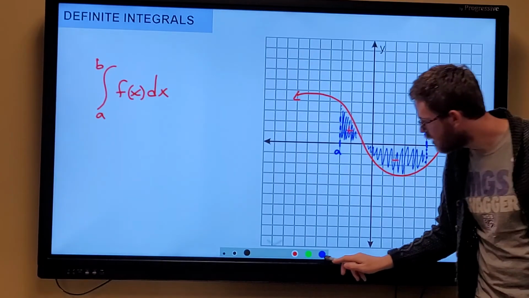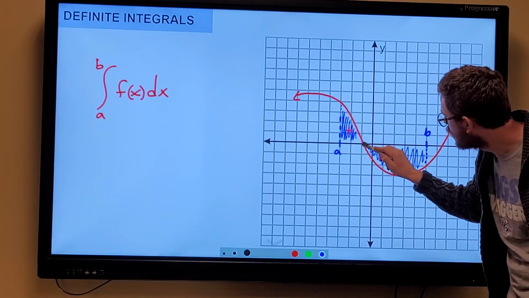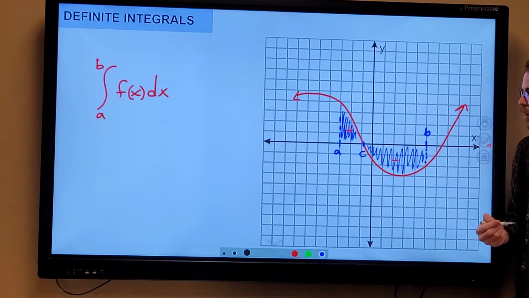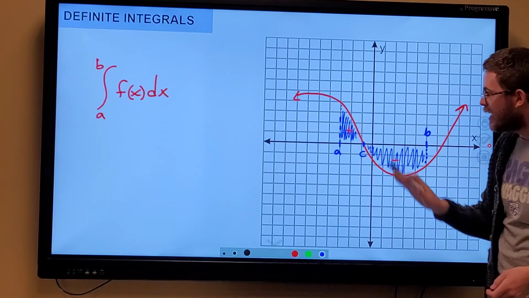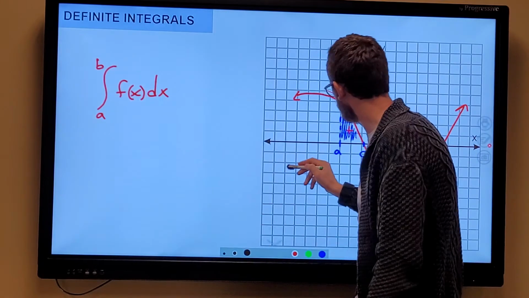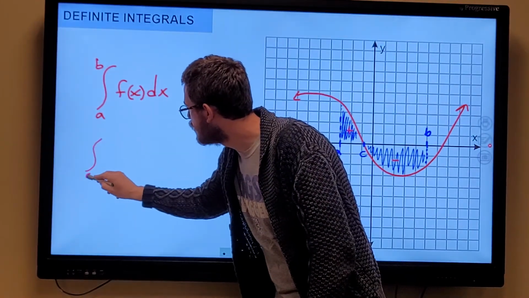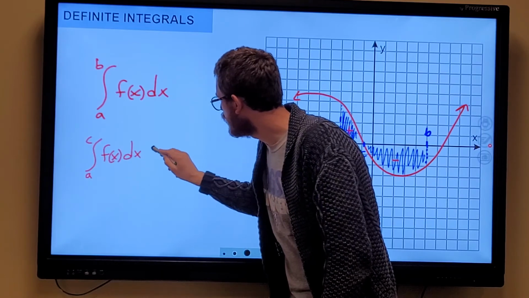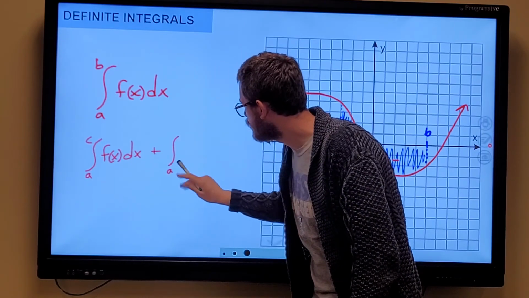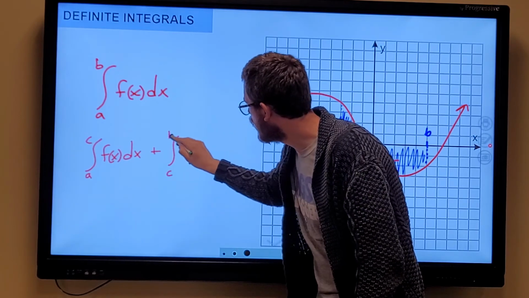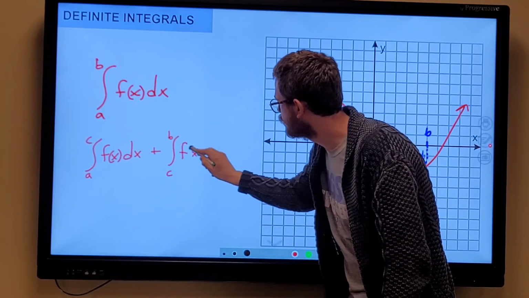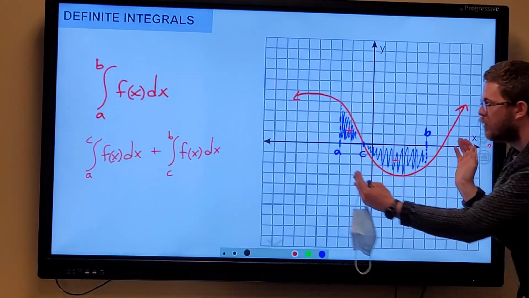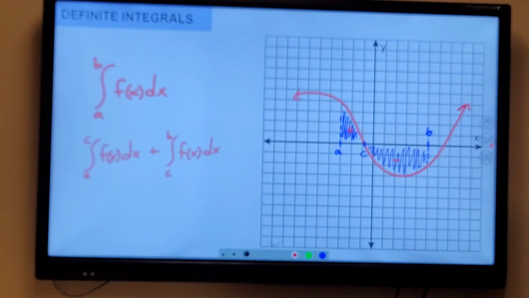And if we know that point where it crosses the x-axis, I'll let it be C, what we could do is take the area above that x-axis, which would be the definite integral from a to c, and add it to the area below the x-axis. The pieces will add up to be the whole.